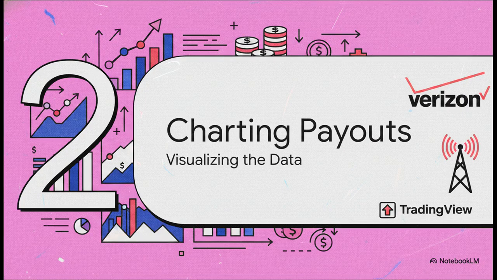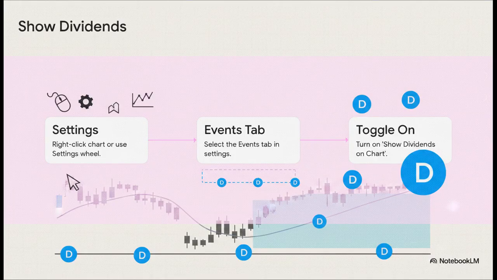Let's hop over to the platform and see how this builds visually. We'll use Verizon as our ongoing case study for this explainer. Finding this data on your TradingView chart is incredibly seamless. It's just 3 super simple steps. Right-click your chart or hit the Settings wheel, select the Events tab, and then just toggle on Show Dividends on Chart. Literally instantly, your chart is going to populate with these clickable bright blue D icons right below the price action. Those represent every single historical payout.